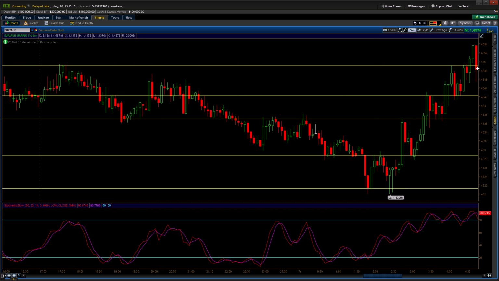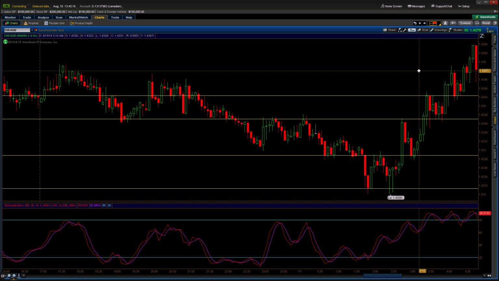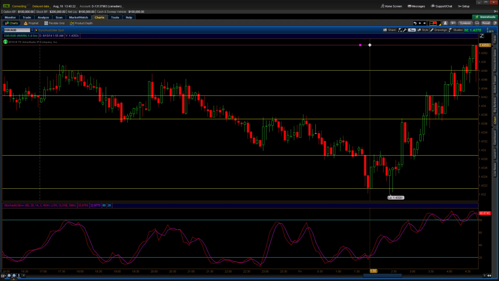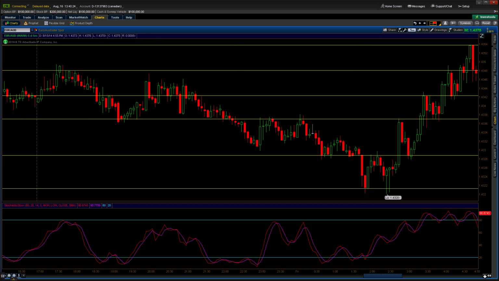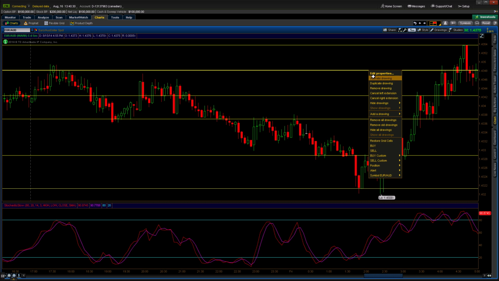Okay, so it broke that line. I'm not doing anything at this point, but it does look like this line here, because of the size of the wick, could be a good area of support. And this is new resistance here. Okay, so it's going down again. So we're just watching at this point and we're adjusting our stuff. We're not doing anything.